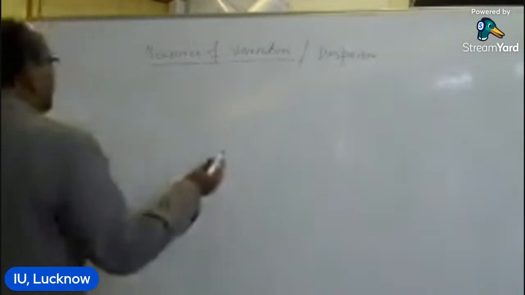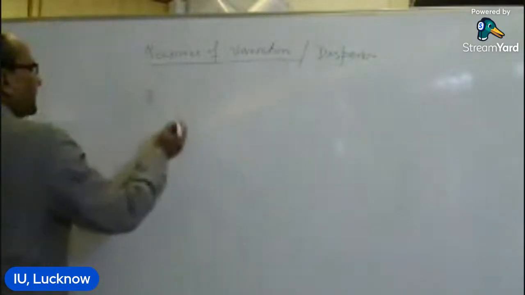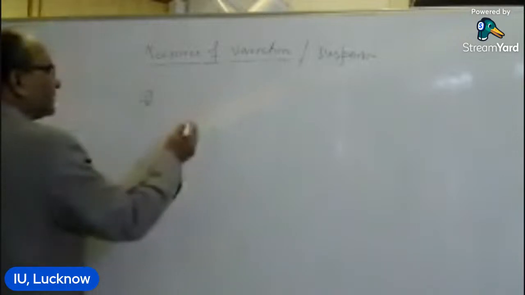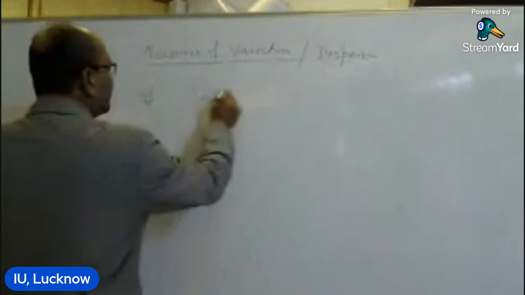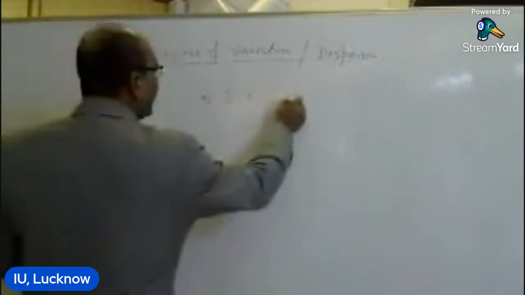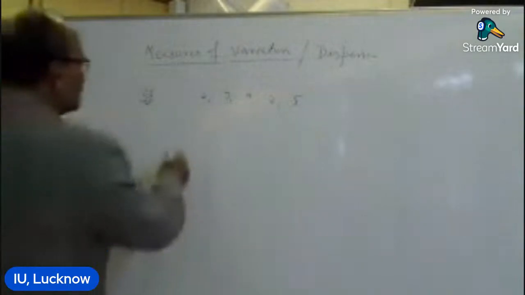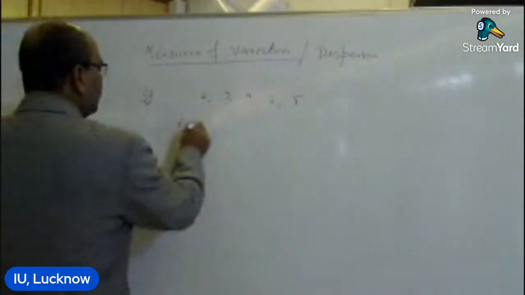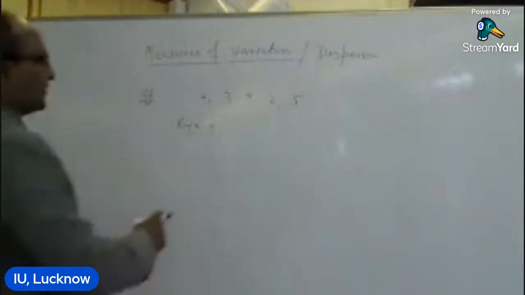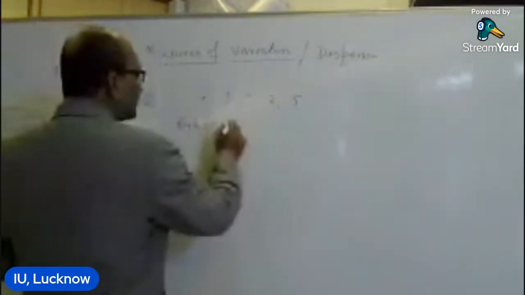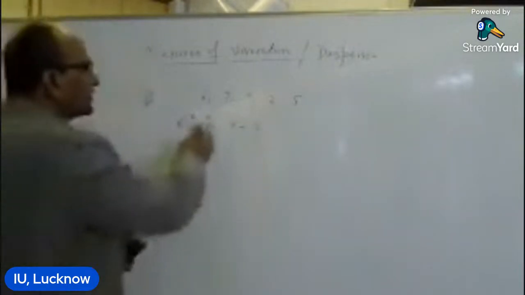Suppose we have the data like temperature, and you can take another example where we have 6, 7, 9, 2, 5, and we want to find the range. So what will be the range? Range will be the largest value minus smallest value. So what is the largest? Largest is 9 minus smallest value 2. So the range of this observation is 7.